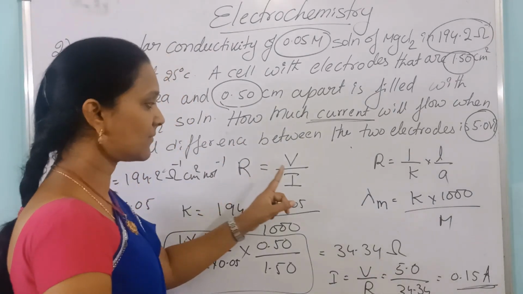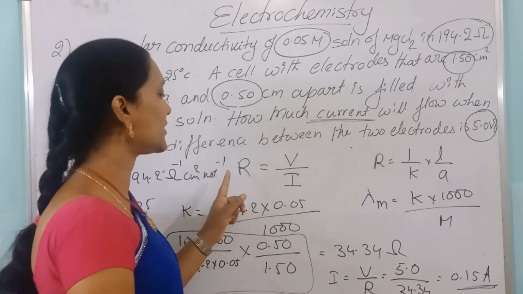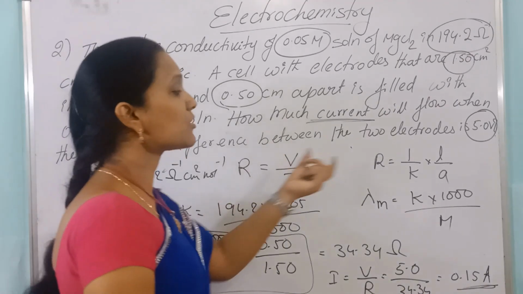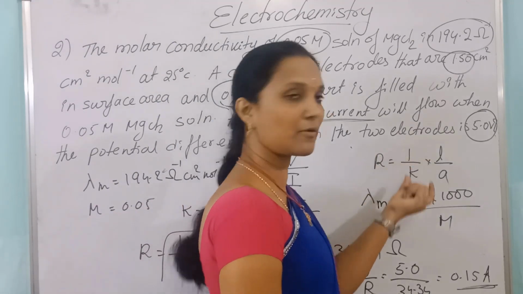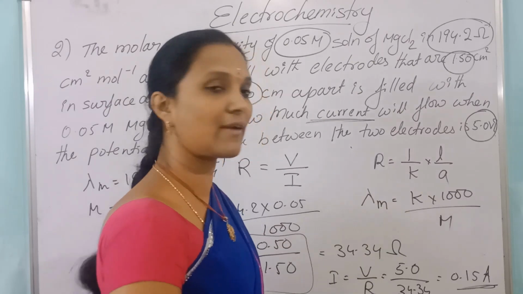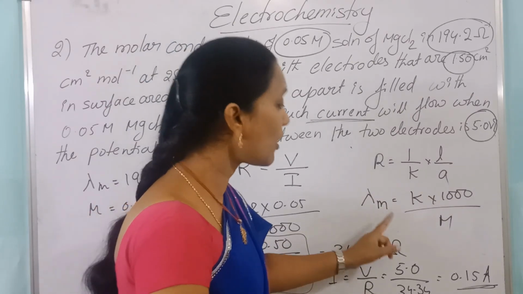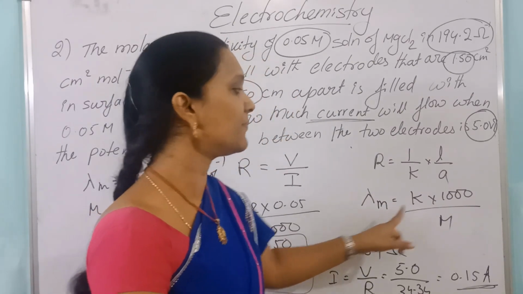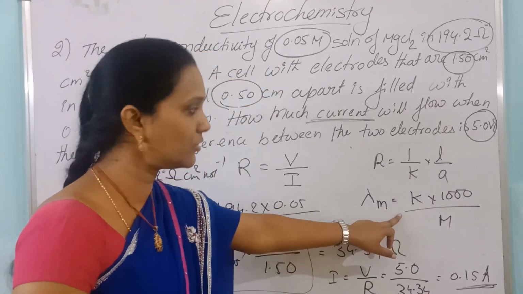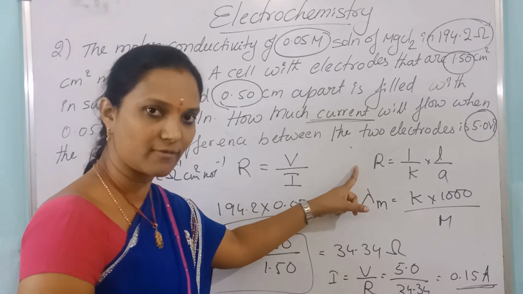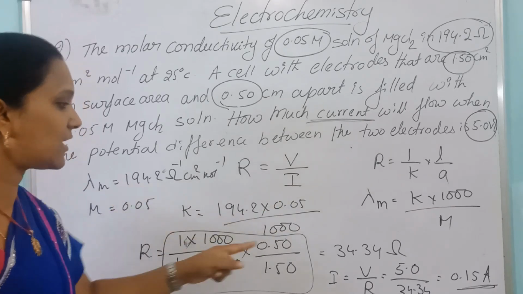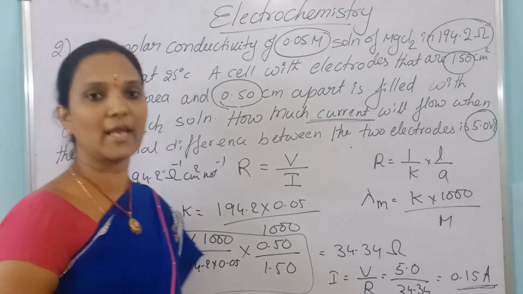First V is given, I they are asking, and the relation is R is equal to V by I. So first we should find this R. How to find R? We have one relation, R = 1 by K into L by A. But we don't know this K value, so we have to find K. How to find K? Molar conductance is given, and Λ = K into 1000 by N. So first find the K value, then substitute that to find the R value, then substitute that to find the current. So the final answer is 0.15 ampere.